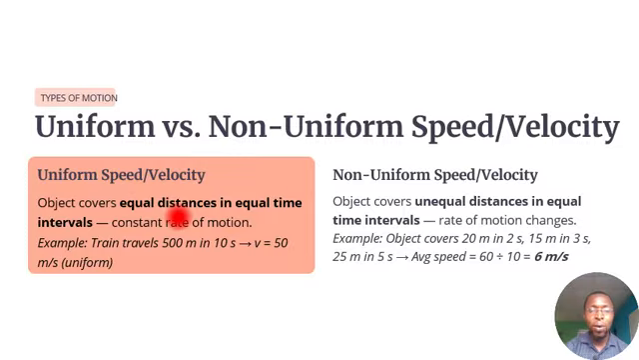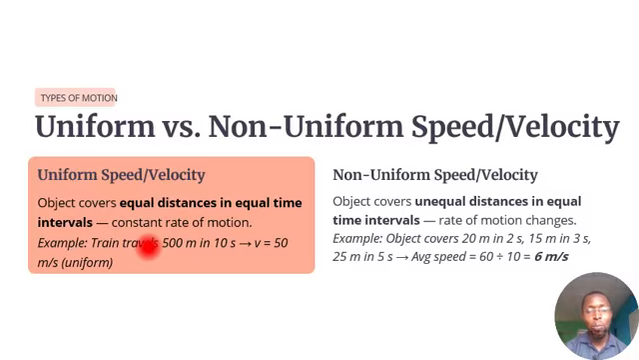The same thing applies for velocity. If an object is moving with a uniform velocity, we say that the object covers equal displacement in equal time intervals. So if it is velocity, we don't say distance, we say equal displacement in equal time interval. That is uniform velocity. Uniform speed is equal distance covered in equal time intervals.